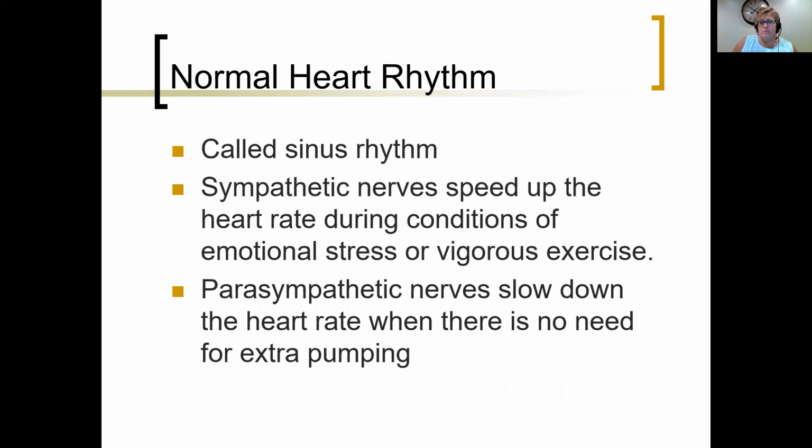The normal heart rhythm is called sinus rhythm. Sympathetic nerves speed up the heart rate during conditions of emotional stress or when you're exercising. And the parasympathetic, and we just talked about both of these last week, is when nerves slow things down when there's no need for extra pumping. So sympathetic speeds up, parasympathetic slows things down.